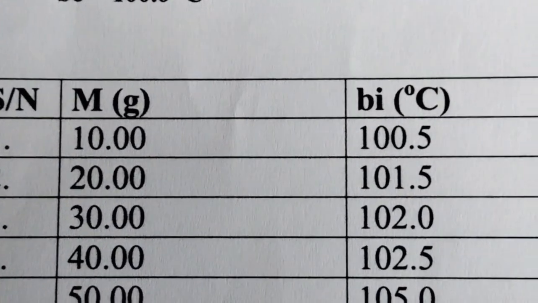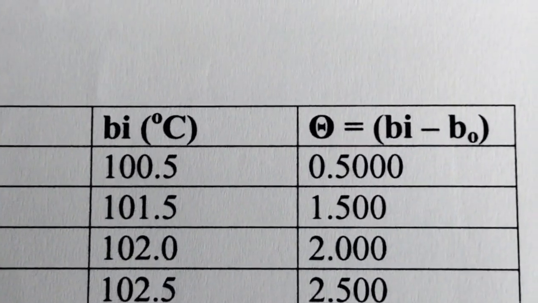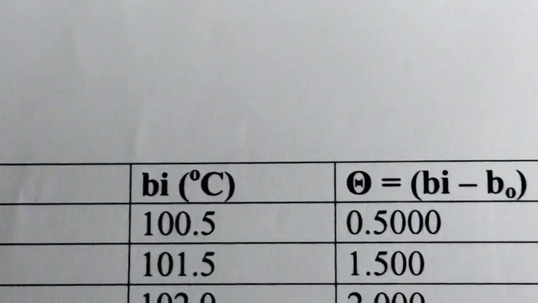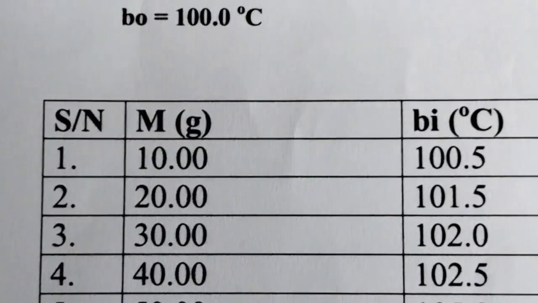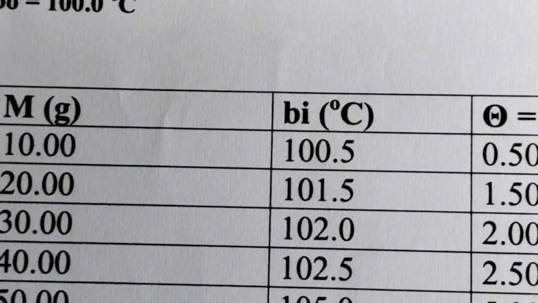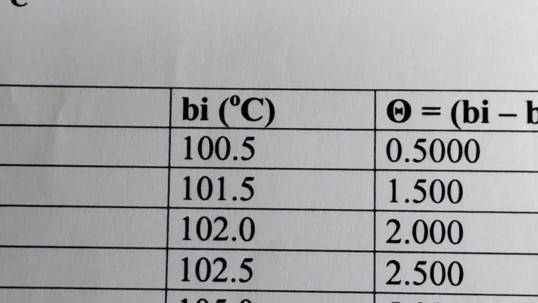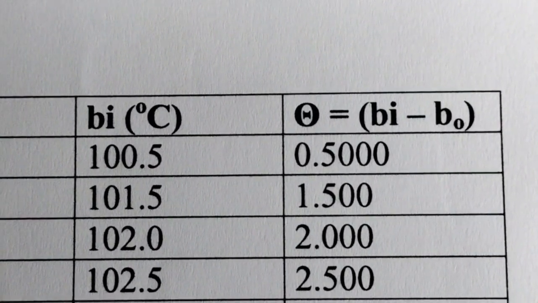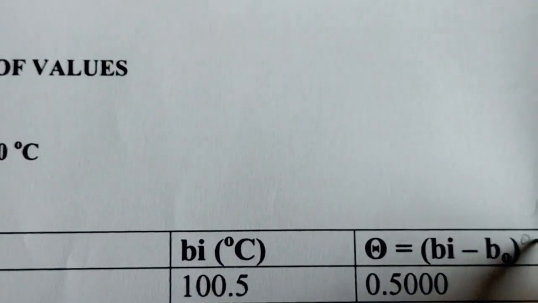When 10 grams of salt was added, the boiling point was observed at 100.5 degrees. Then theta, which is Bi minus Bo, where Bo is the boiling point of water, 100. So 100.5 minus 100 gives us 0.5 degrees Celsius. Then number 2, when 20 grams of salt was added, the mixture boiled at 101.5 degrees Celsius. The difference, 101.5 minus 100, gives us 1.500 degrees Celsius.